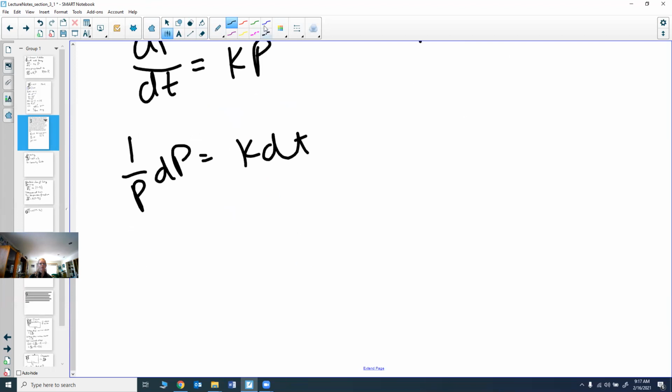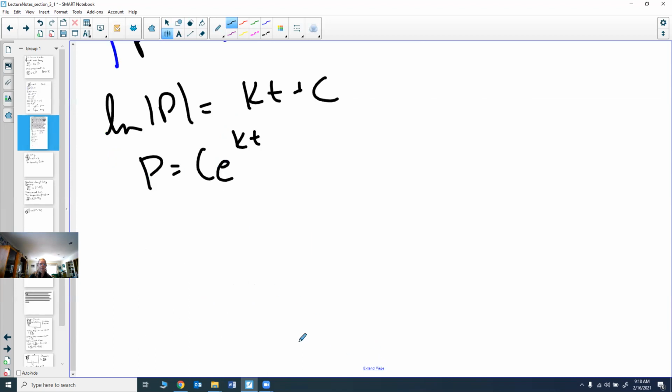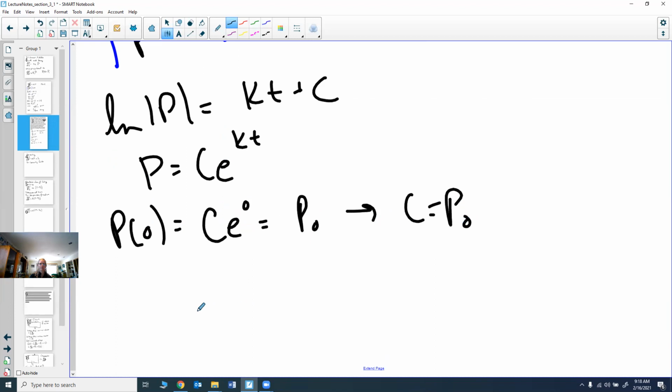Again, then you take the integral of both sides because it's separable. And we end up with the natural log of P is equal to kt plus C. So P is equal to C e to the kt. And then P of 0 is C e to the 0 equals P0. That says C equals P0. So we now know that P of t, and we already knew this, but we went ahead and solved the differential equation, is this.